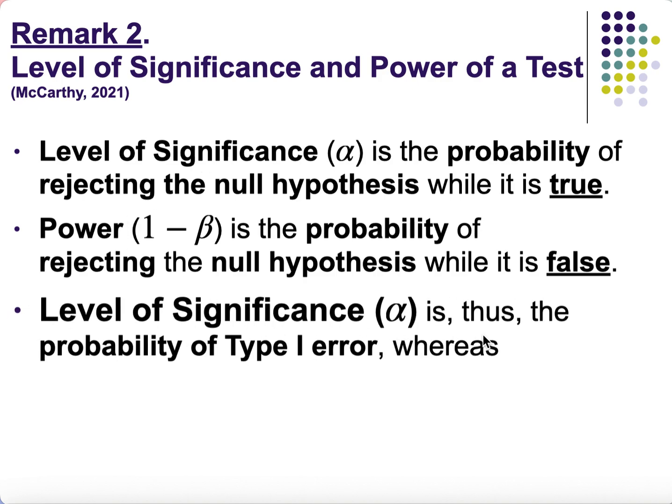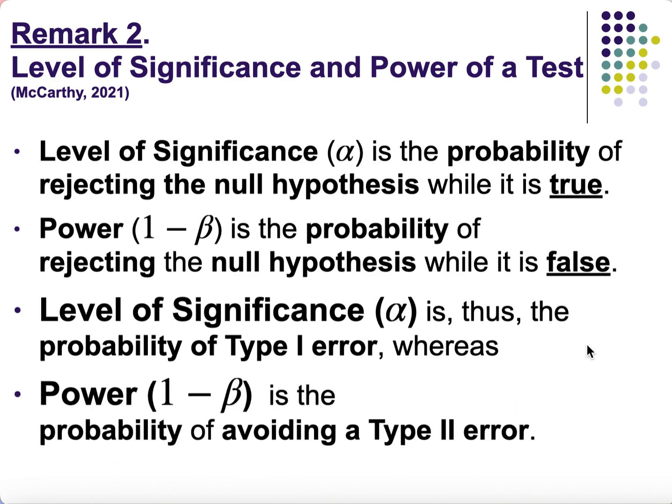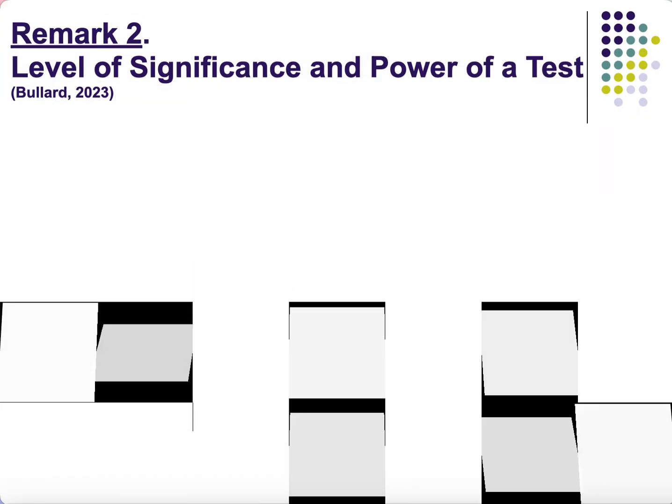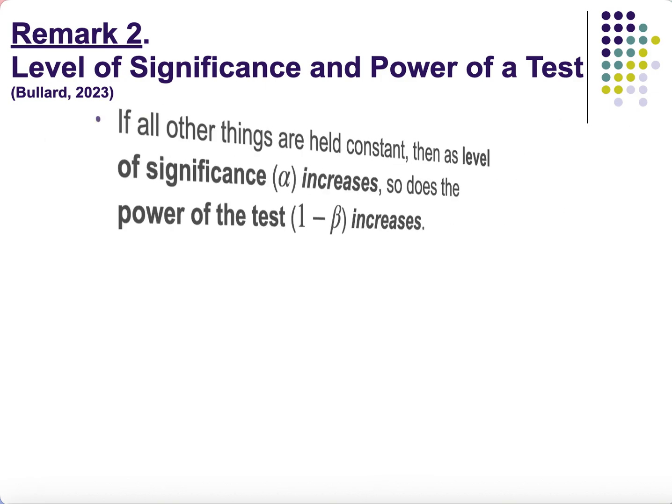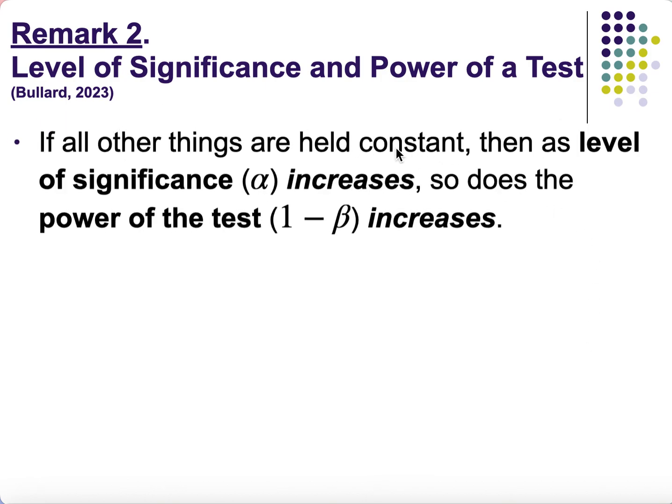Level of significance is the probability of type 1 error, whereas the power of the test is the probability of avoiding a type 2 error. If all other things are held constant, as the alpha level increases, the power increases as well. So the more that you increase your alpha, the test becomes more powerful.